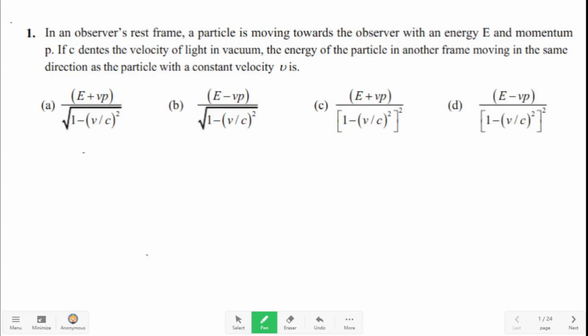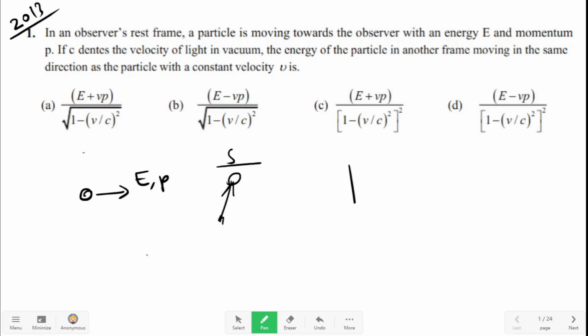In this question from JEST 2013, we have an observer. In the observer's rest frame, let's say this is S frame, there is a particle which is coming in this direction with energy E and momentum P. So this is observer's rest frame. S frame is observer's rest frame. In that frame, a particle is moving with energy E and momentum P.